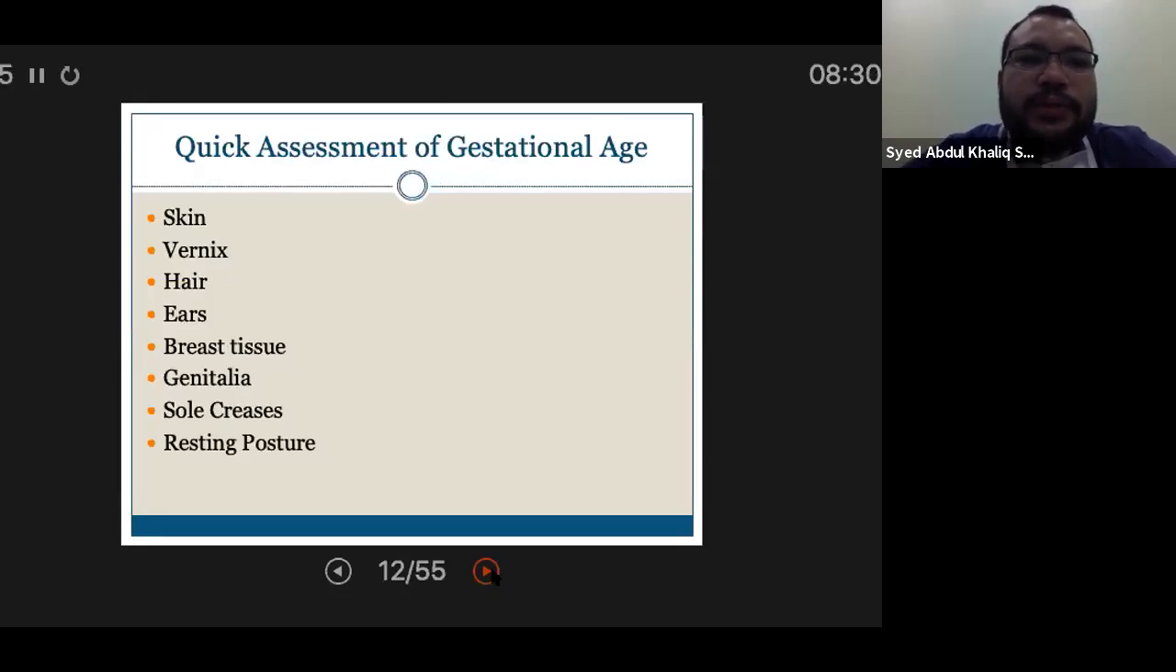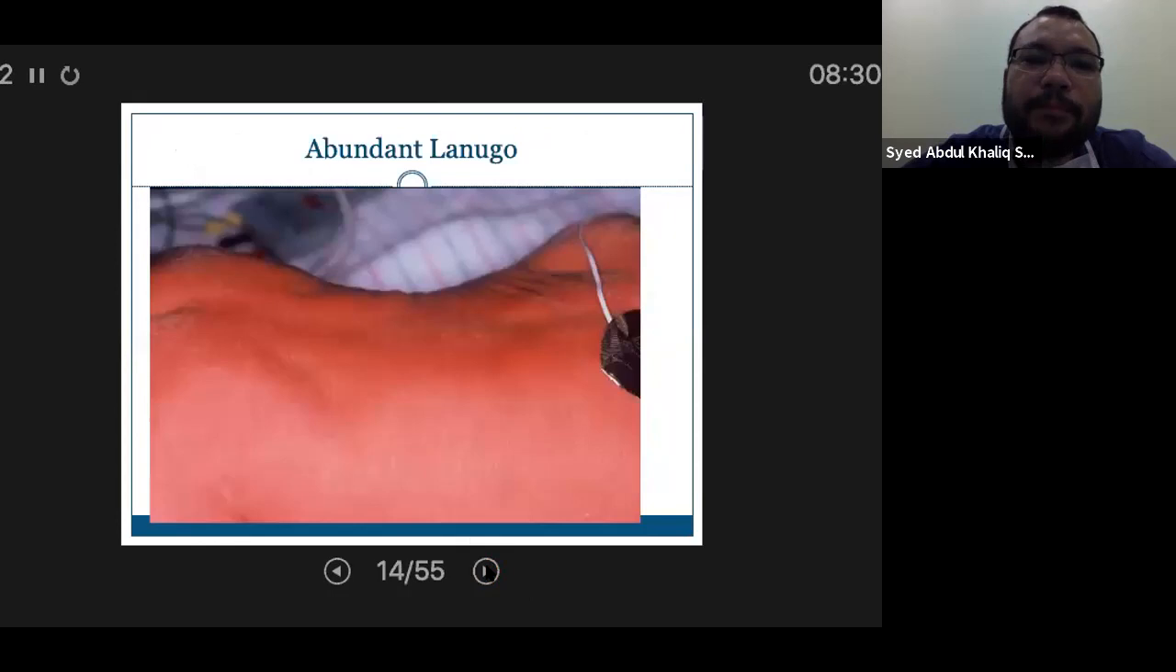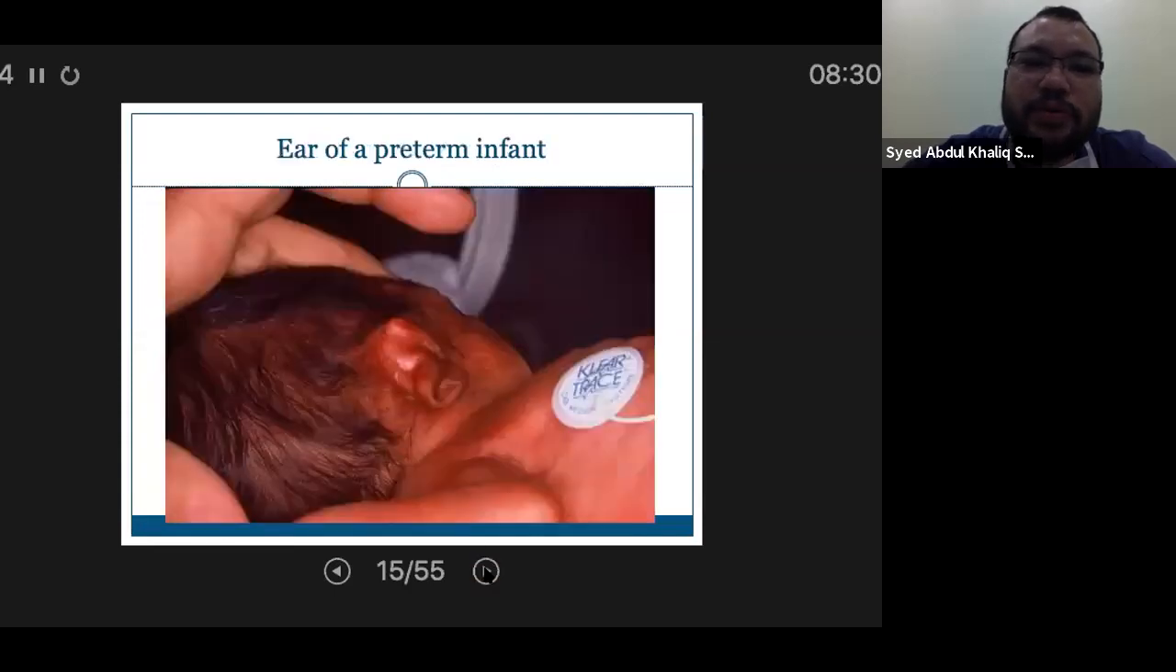Another quick assessment for gestational age is to look at the skin and the vernix. Usually a more term baby has less vernix, and then the hair and everything. Correction, usually it's more in the term baby. Then lanugo: if there is abundant lanugo, the back hair, the baby is usually more premature.